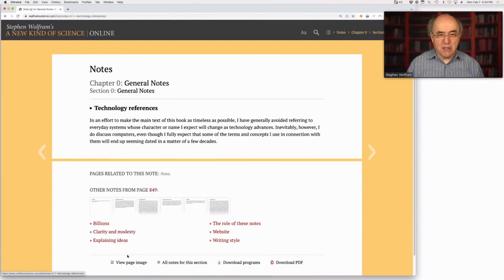I had another charming note here about technology references. In an effort to make the main text of this book as timeless as possible, I've generally avoided referring to everyday systems whose character or name I expect will change as technology advances. Reading Alan Turing's works, he talks a bunch about Brunsvigas, which one might not know what they are. That was a brand of mechanical calculator that was common at the time. So I avoided talking about that, although I did notice that there is one place I talk about personal digital assistants, which didn't survive in those terms.